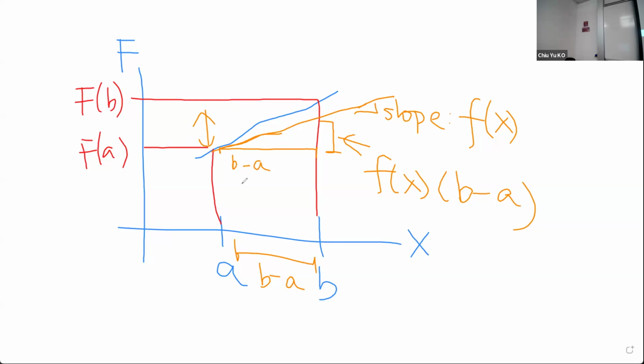You can think of f as the tangent at F of A. This is basically the slope, and if B minus A gets smaller, then this approximation is accurate. So actually it's a calculus thing. If you see this graph, it's calculus, but I don't want to talk about calculus. If you understand, it's okay. If you don't, that's okay. I don't want to bother with calculus, but that's the idea why I write it this way.